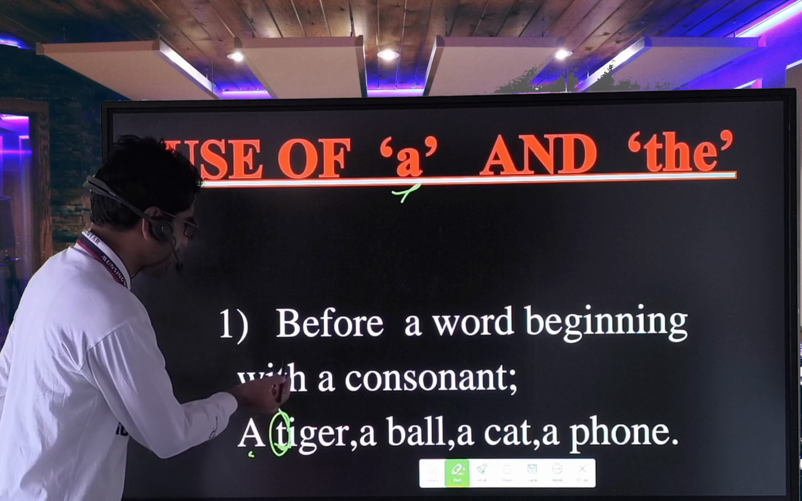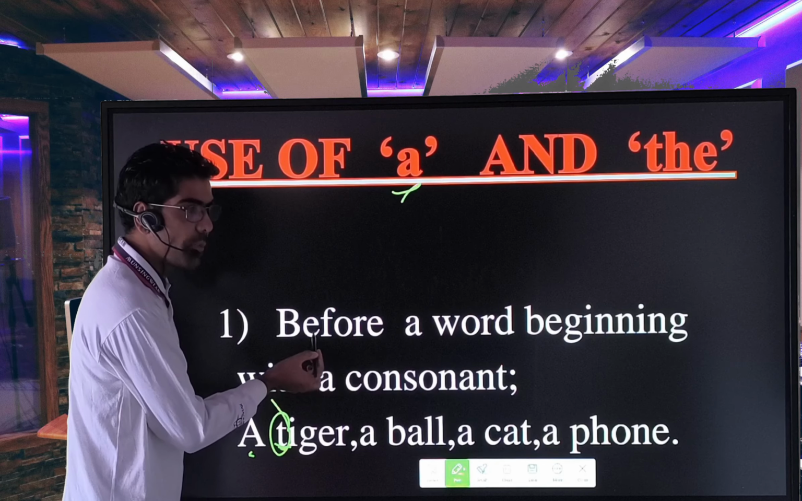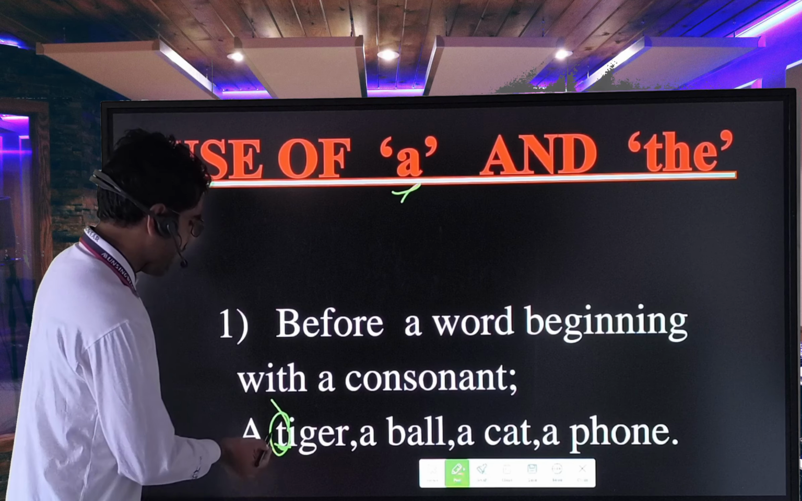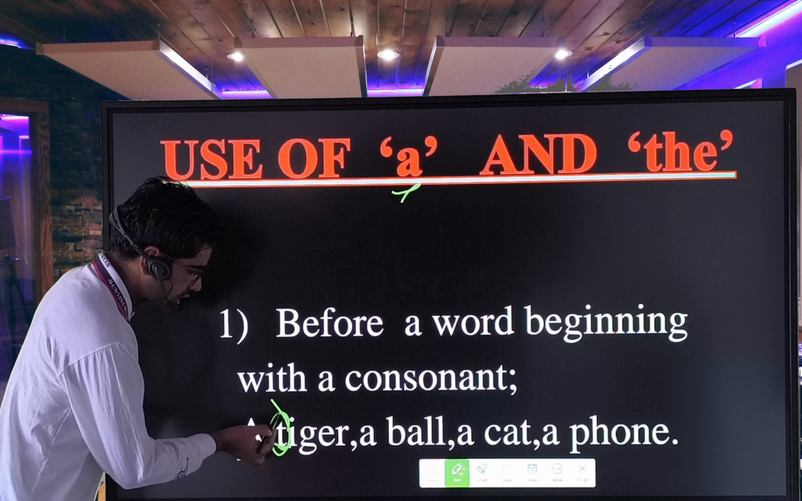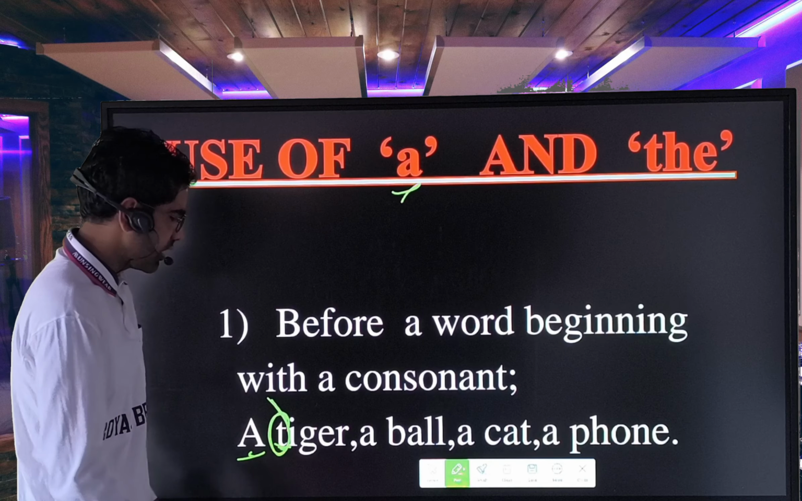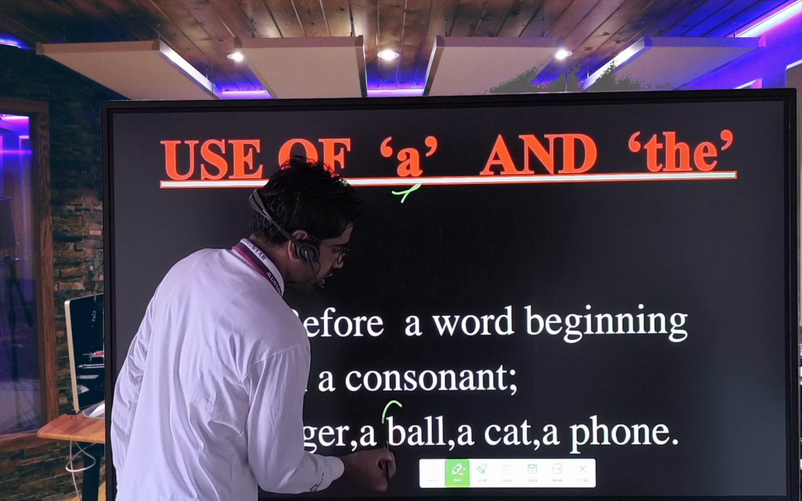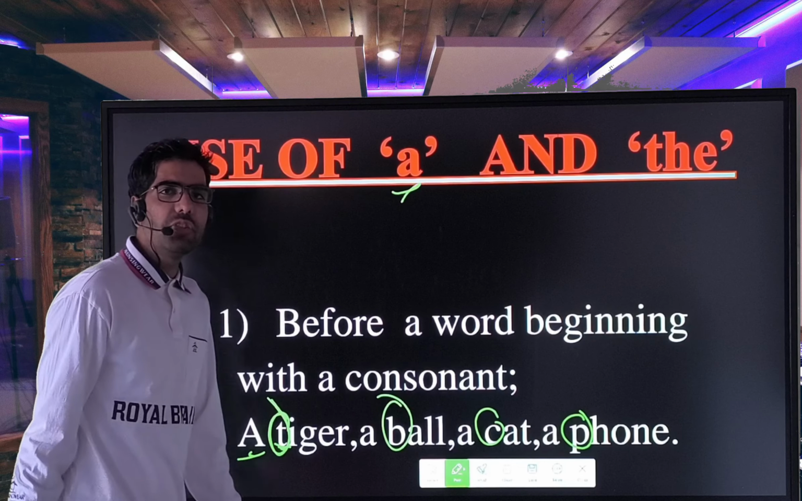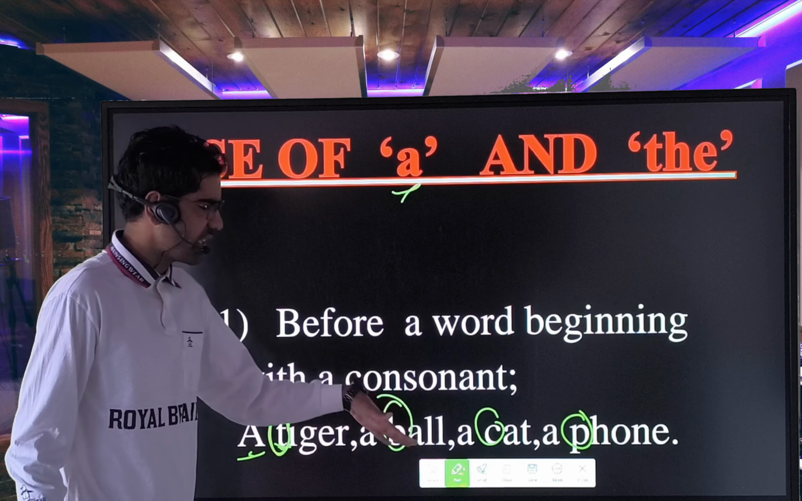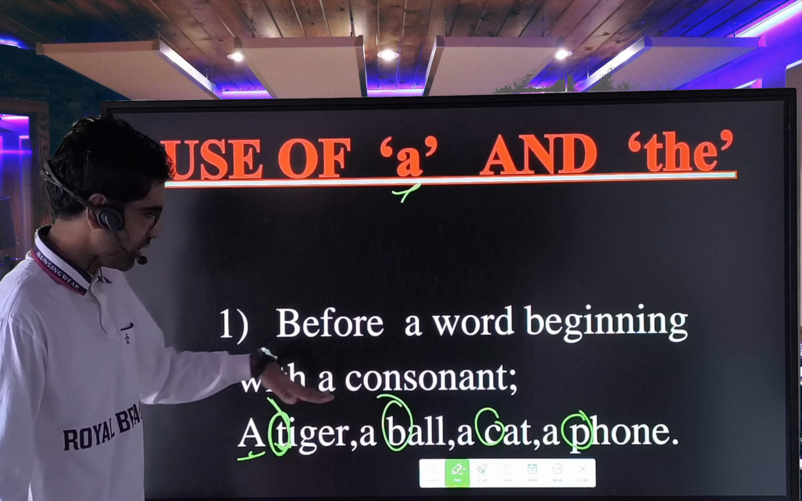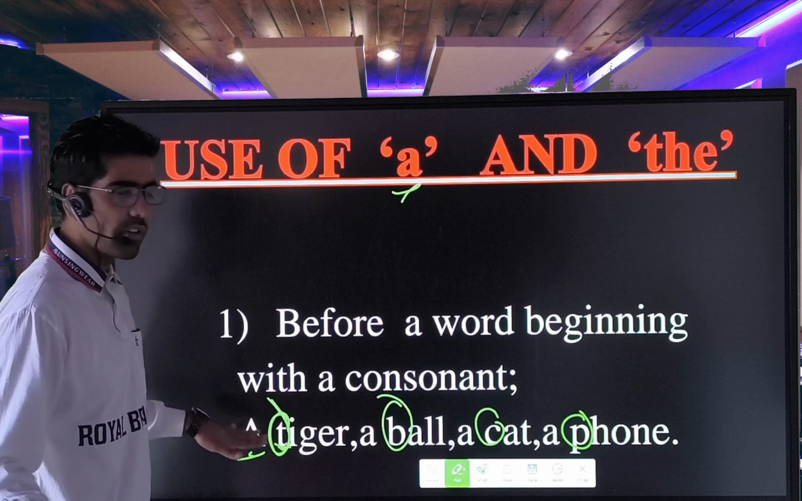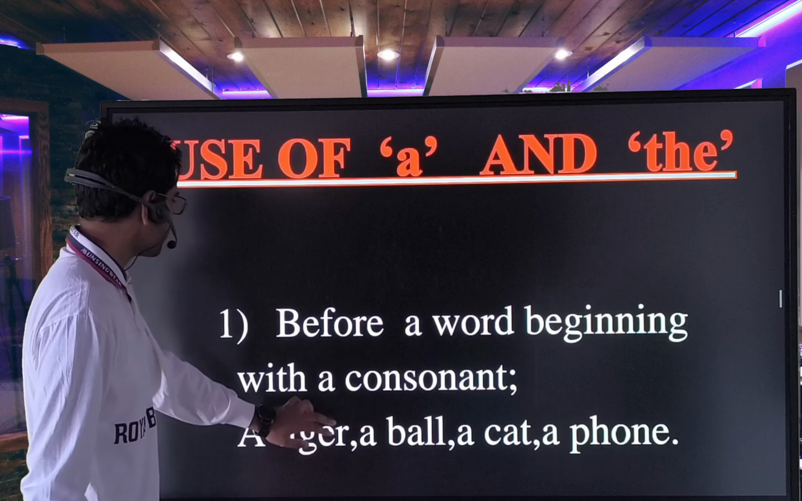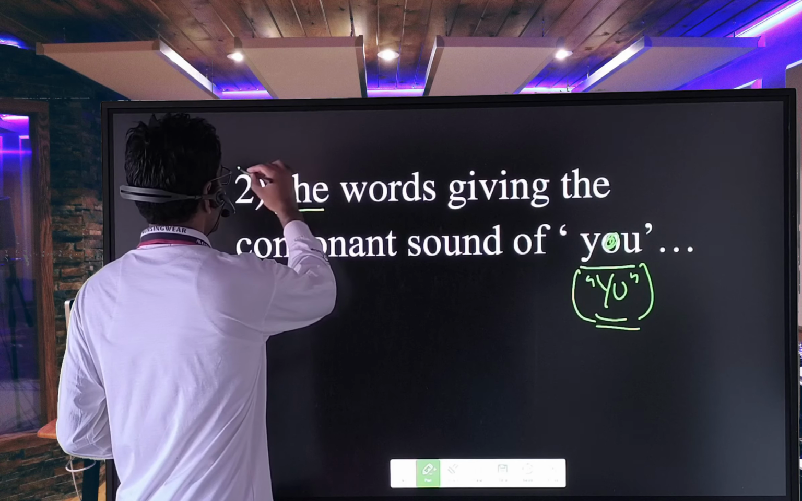As the first rule, before a word which begins with a consonant letter, for example, a tiger, T is a consonant letter. A tiger, a ball, a cat, a phone. I don't need to explain this more because it is a childish rule from the basics, it's very clear. So let's move ahead. Let's talk about rule number 2.